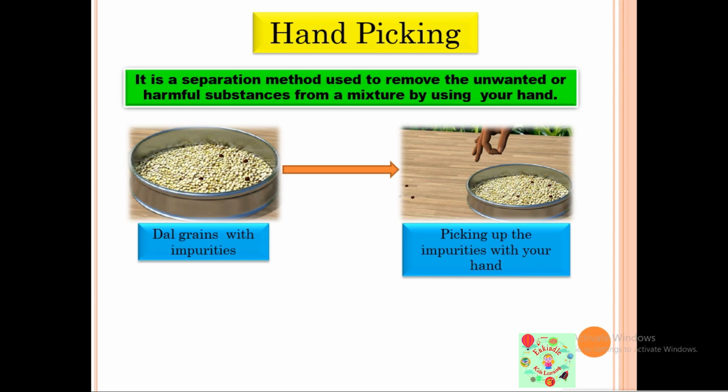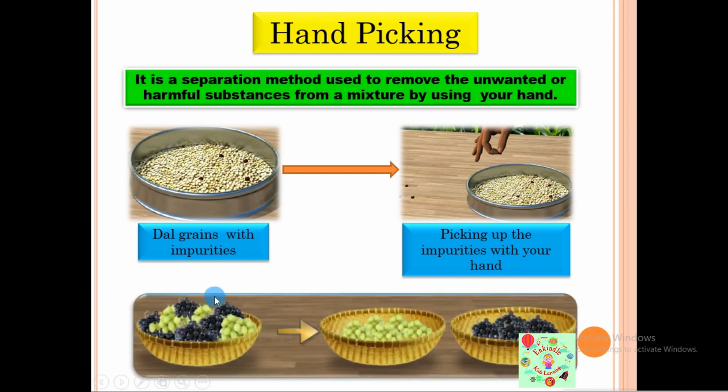So what is it? It is a separation method used to remove the unwanted or harmful substances from a mixture by using your hand. Here you can see a mixture of black and green grapes. Can you use the method of hand picking? Yes, I can use this method to separate the black and green grapes.